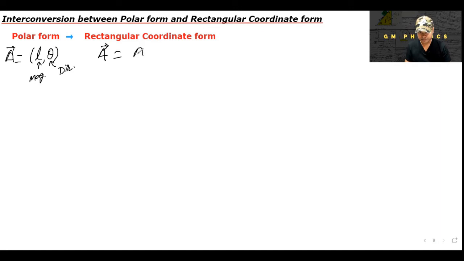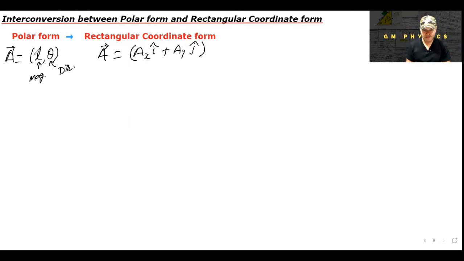A vector is ax i cap plus ay j cap, where ax and ay are the components of the vector, or the coordinates of the head of the arrow, right? So how to convert polar form into rectangular coordinate form? This is the first one. Second, we'll see how to convert rectangular coordinate form into polar form.